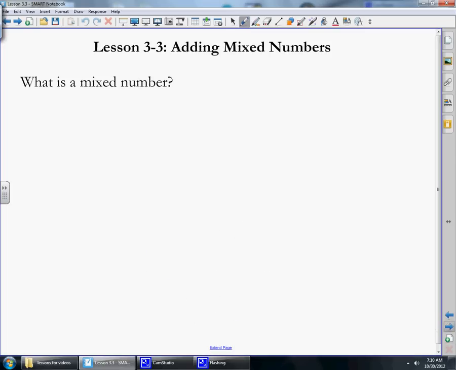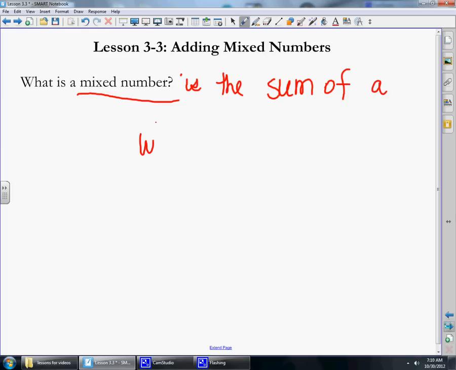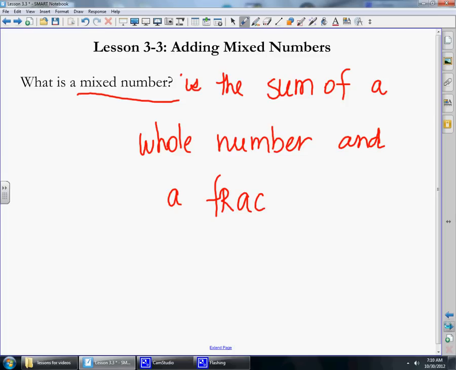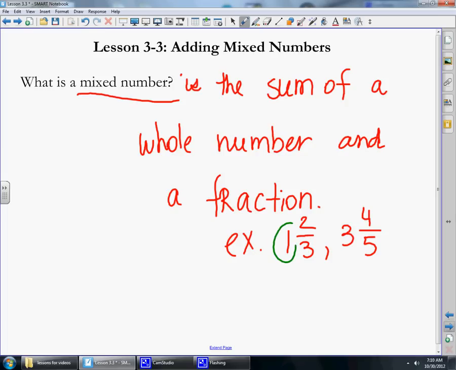As you remember, a mixed number is the sum of a whole number and a fraction. Okay? Make sure you write this down in your notes. For example, a mixed number could be 1 and 2/3, 3 and 4/5, okay? So, the sum of a whole number and a fraction.